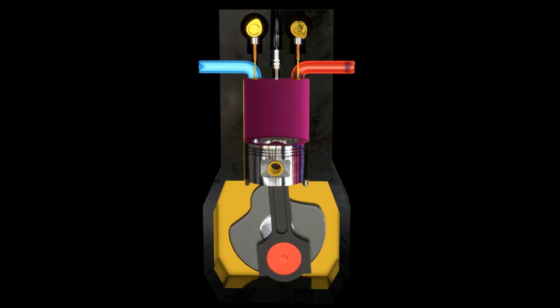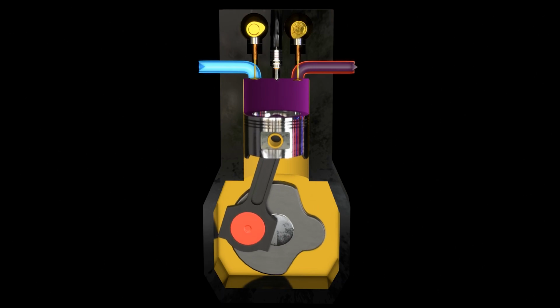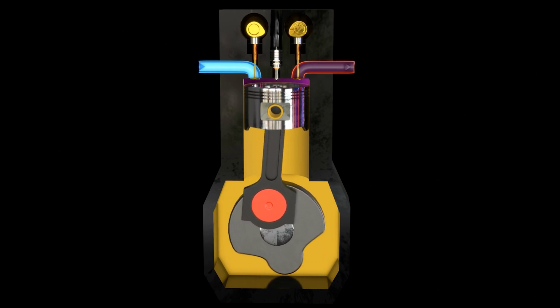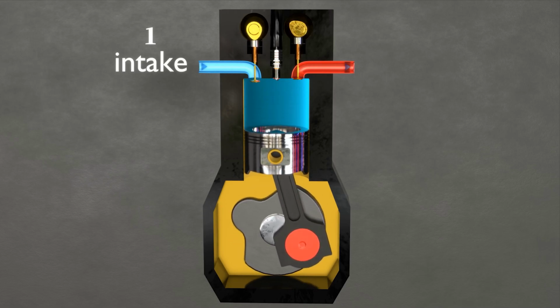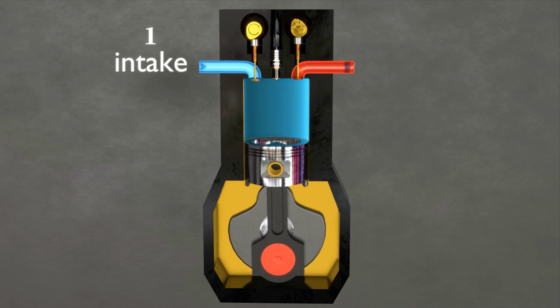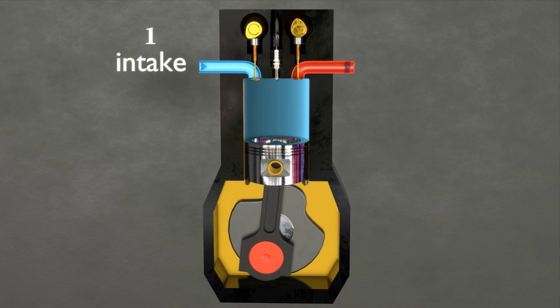The first stroke is the intake stroke. With the piston at the top of the cylinder beginning to move downward, the intake valve opens, allowing an air-fuel mixture to rush into the cylinder. The downward travel of the piston sucks the air-fuel mixture in, and when the piston gets to the bottom of the cylinder, the intake valve closes.